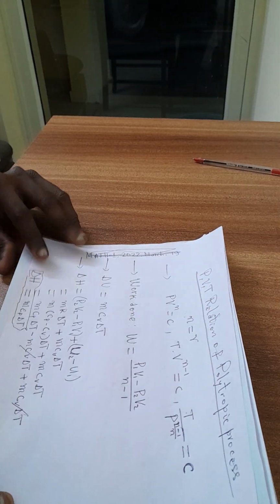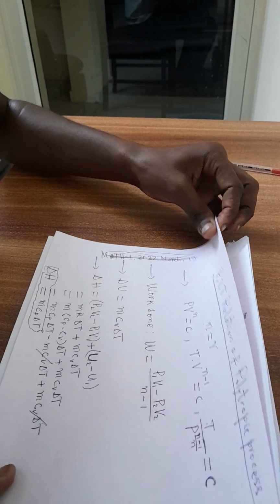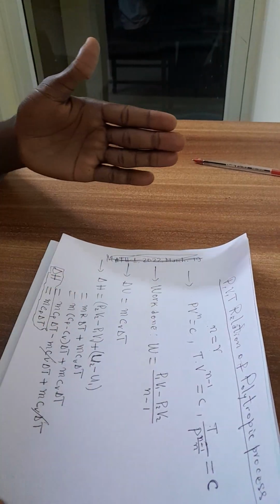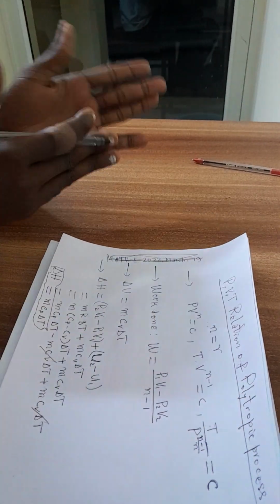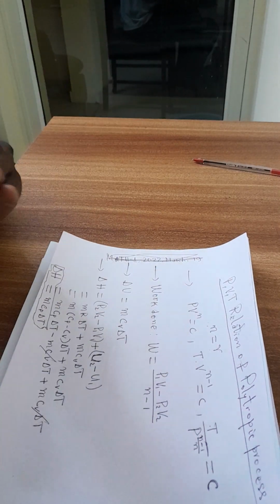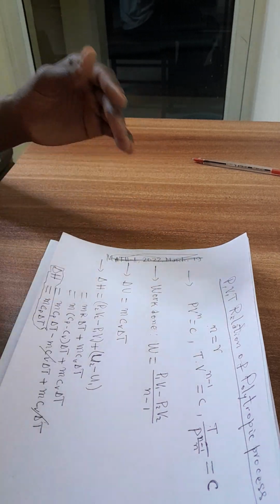Okay, it will be the same, guys. You can see this is the change in enthalpy. Now the only difference between the adiabatic and polytropic processes will be in the heat transfer. In a polytropic process we have heat transfer, and it is different from what we know.